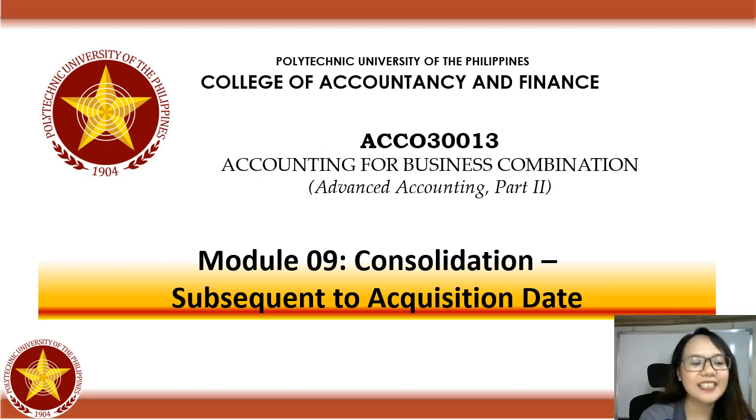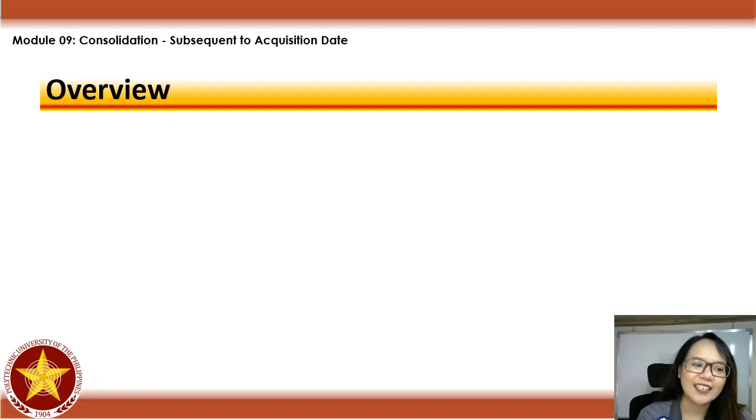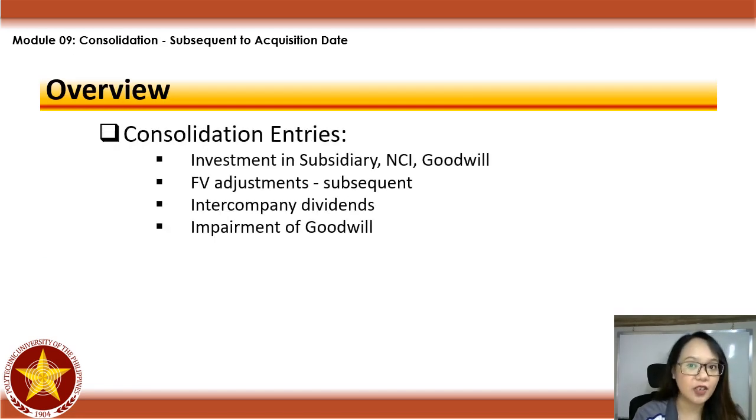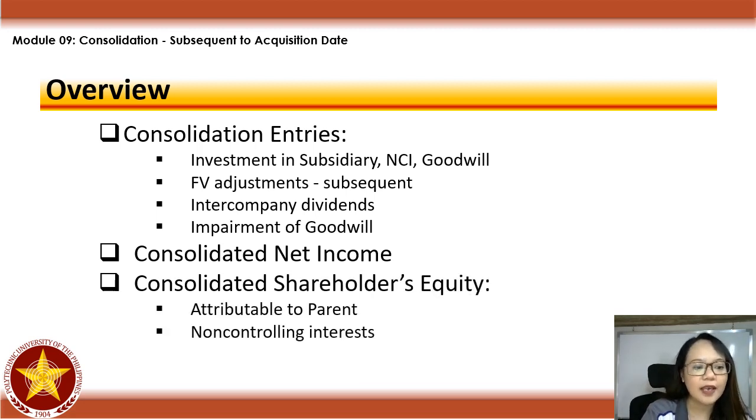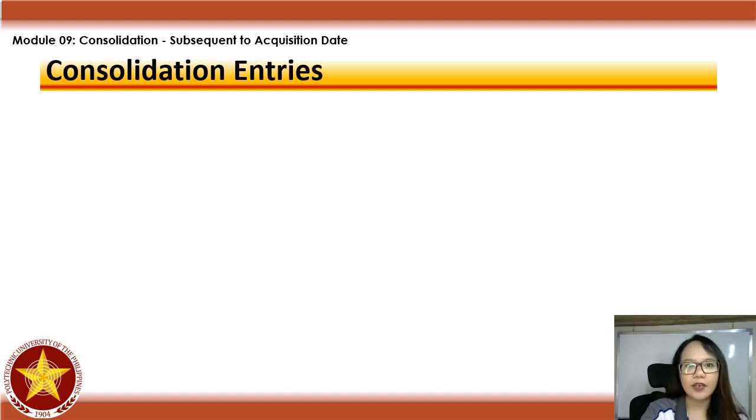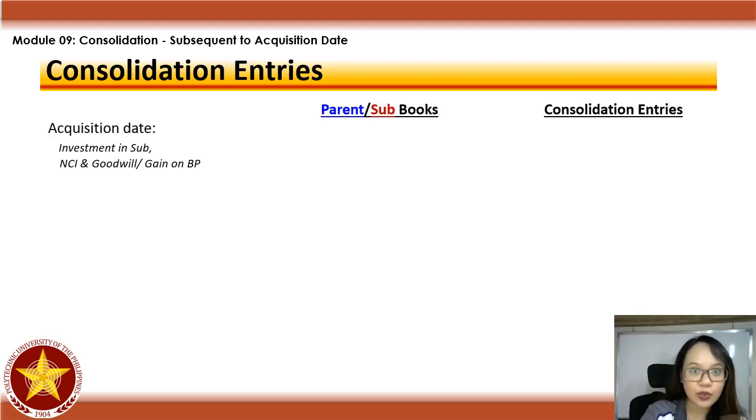Hello, so now we'll discuss consolidation subsequent to acquisition date. For the overview, we'll discuss the consolidation entries, how to compute for the consolidated net income, and then how to present the consolidated shareholders' equity, because this is what's unique with the consolidated financial statements. You have two owners of your shareholders' equity, namely the equity attributable to parent and the equity attributable to the non-controlling interest. Okay, for the consolidation entries, first, the acquisition date.